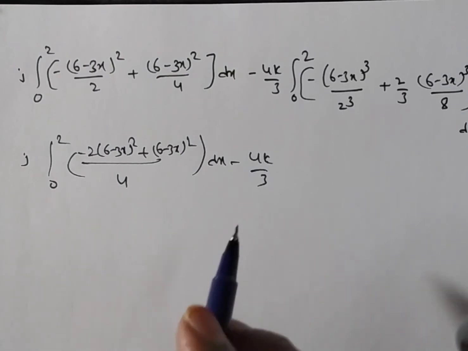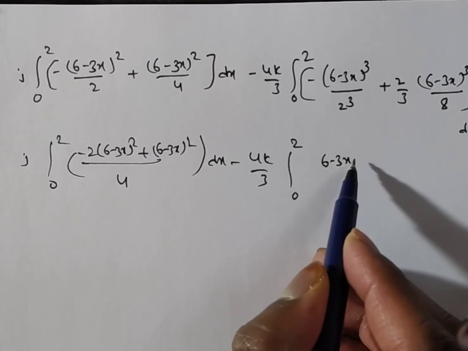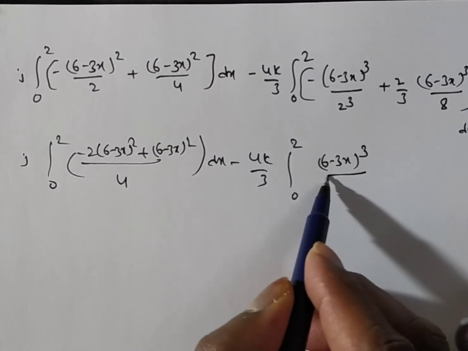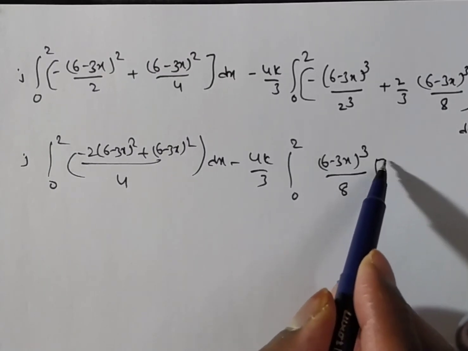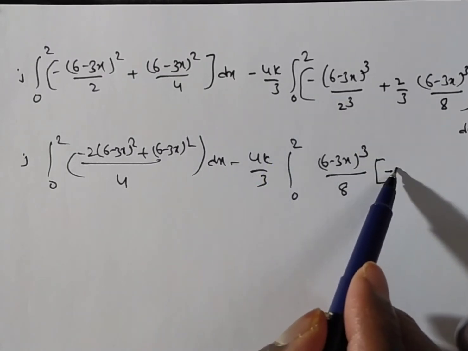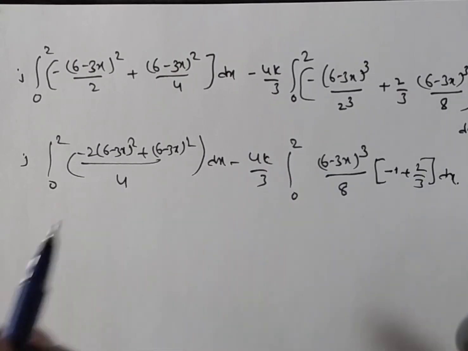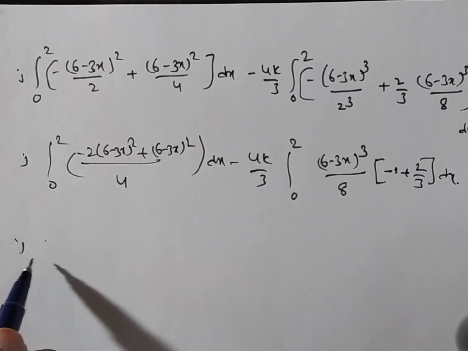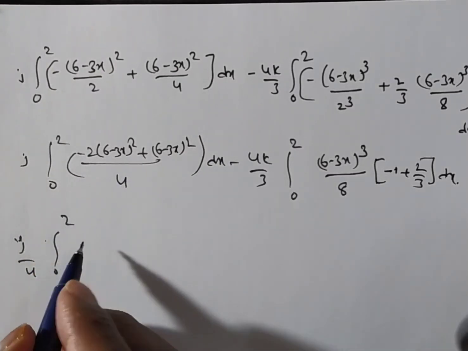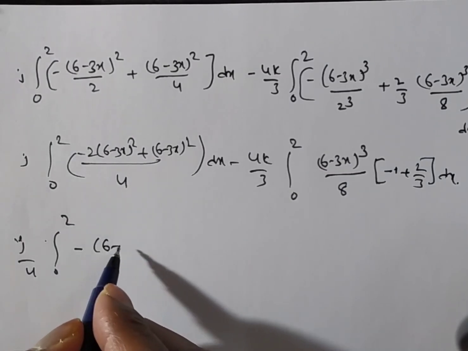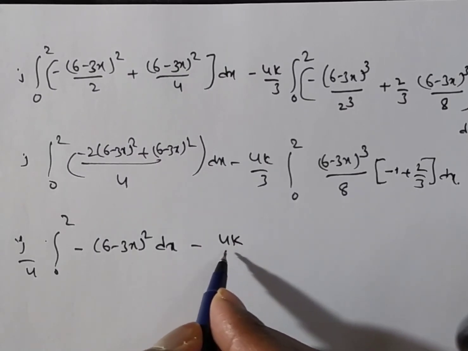Is it or not? So here you see integral from 0 to 2, (6 minus 3x) whole cube I am taking common, and in the denominator I have 8, here also I have 8. If I take 8 as common, then the remaining term is minus 1 and plus 2 by 3 into dx. Now j times of, this 4 I am writing outside, integral from 0 to 2. This is minus 2, this is plus 1. Nothing but here you have minus of (6 minus 3x) whole square into dx minus 4k by 3.